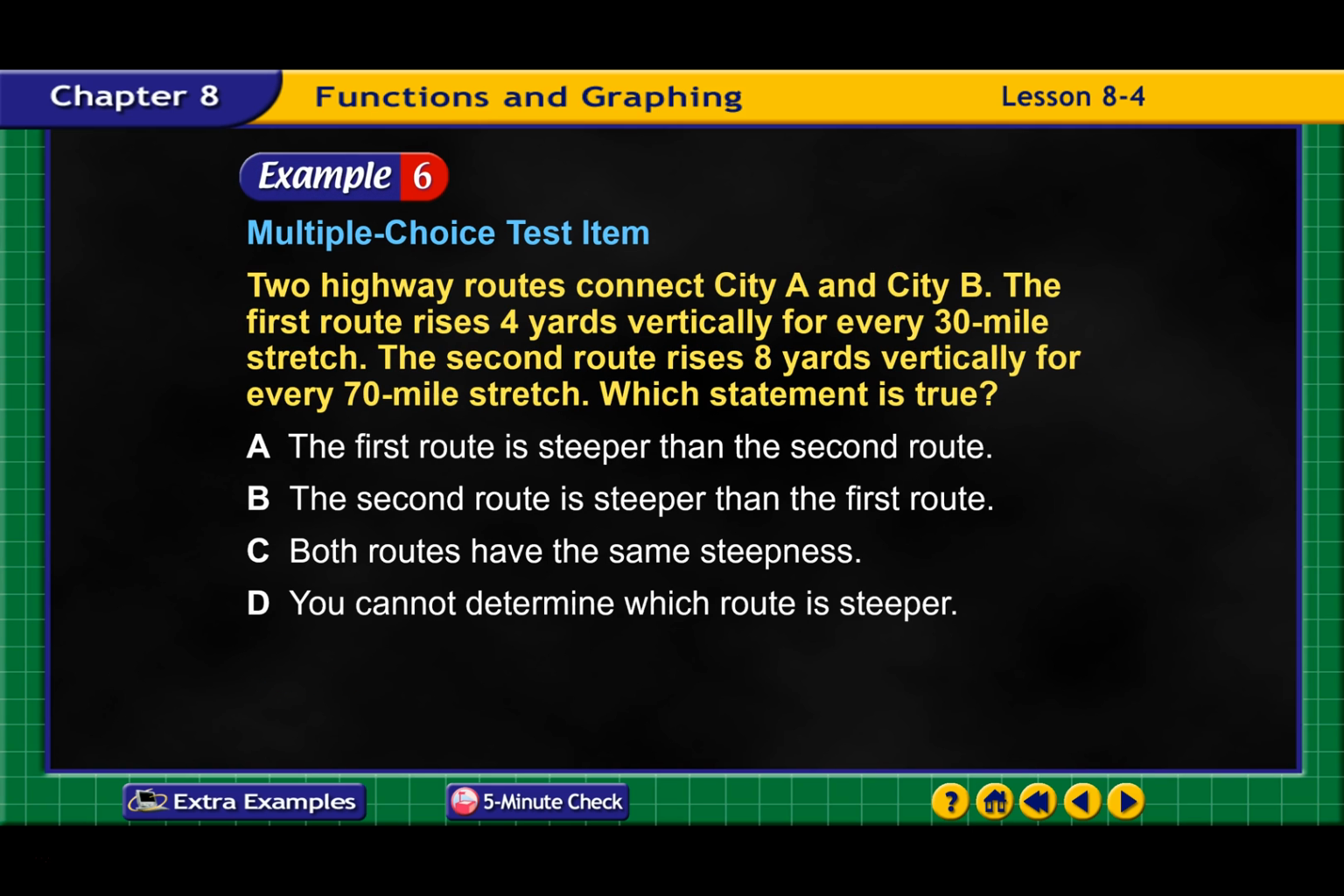All right, so you might get something like this. Hey, I'm doing all right on time. Two highway routes connect city A and city B. The first route rises 4 yards vertically for every 30 miles, so 4/30. And the second route rises 8 yards vertically for every 70 miles, so 8 is the rise and the run is 70. Which statement is true? The first route is steeper than the second, and you can read all those.